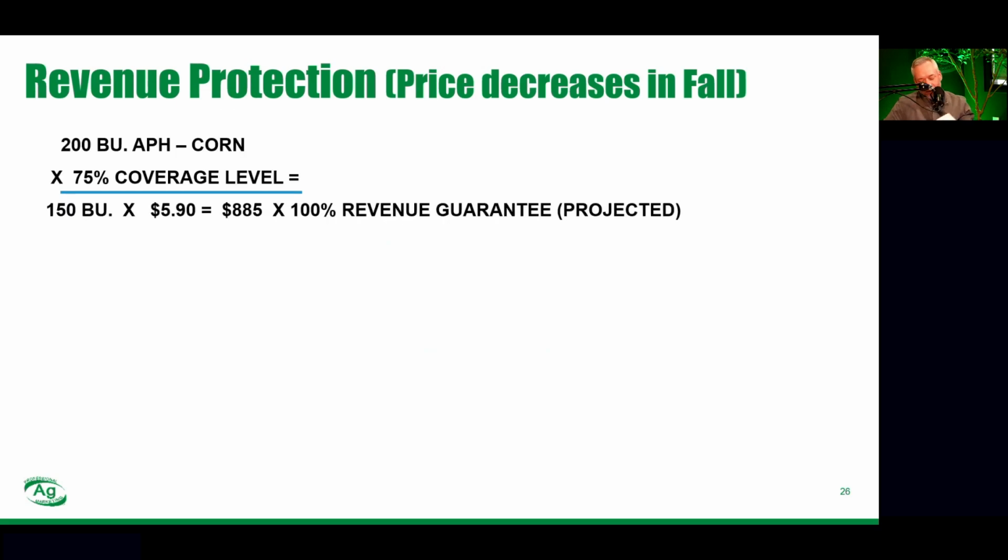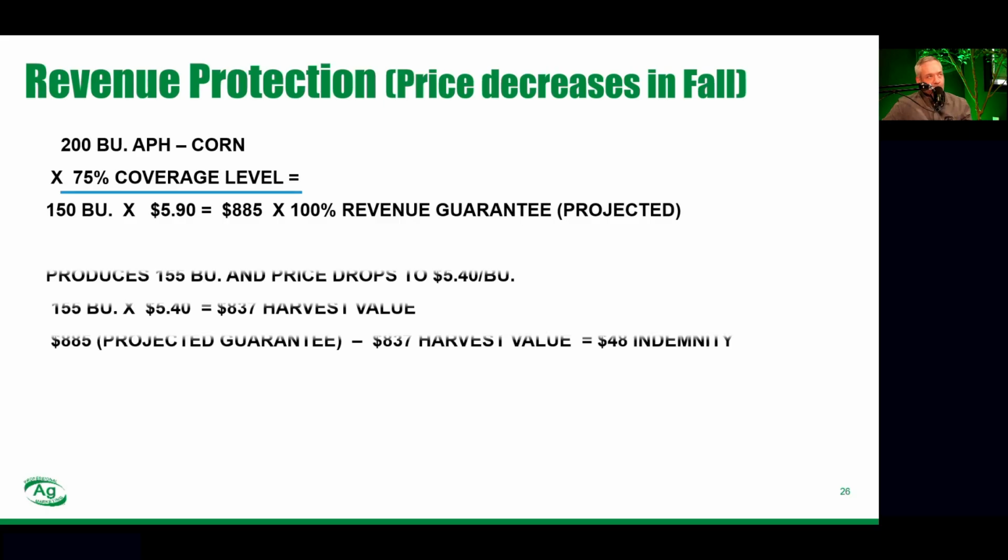All right, so let's go through an example here. Kind of the same example we had before. We have a 200 APH on our corn. We buy 75% coverage. Spring price, let's say, is $5.90. That is going to give us $885 of coverage at 100% share. Okay. Let's say the price goes down in the fall. So we're going to drop 50 cents to $5.40 per bushel.